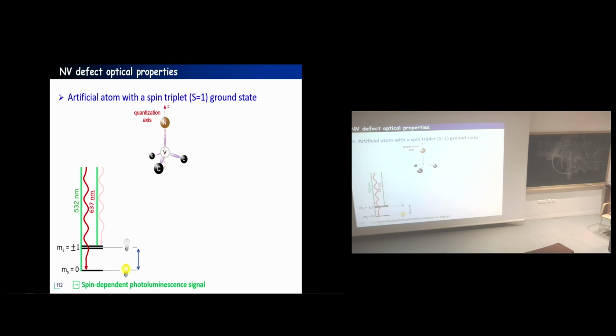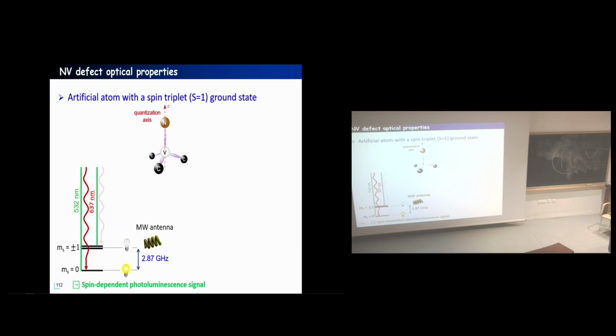What you need to know here is that the state 0 is bright relative to its photoluminescence, and the state plus or minus 1, the non-zero spin, is dark. If the electron starts here and gets green photons, at the end there is 25% less photoluminescence compared to if the electron comes from here. So you have a spin-dependent photoluminescence signal.